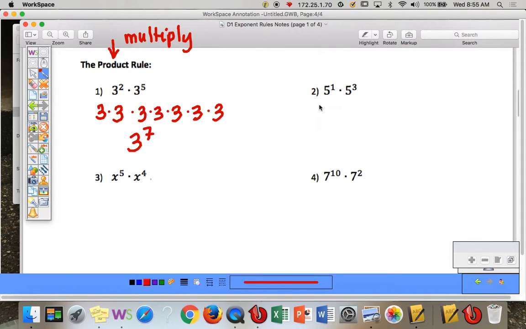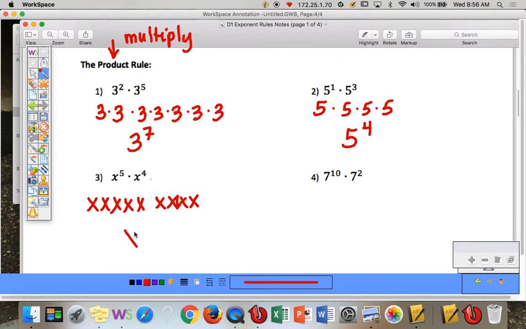Let's do that again. 5 to the first power is just 5. And then we have 5 to the third power. So if we rewrite this, this is 5 to the fourth. Let's try it when the base, and the base is the big number, and the exponent is the little number. So here the base is x, and we have 5 of them. And then we have 4 of them. So if we count how many x's we have, x to the 9th power.